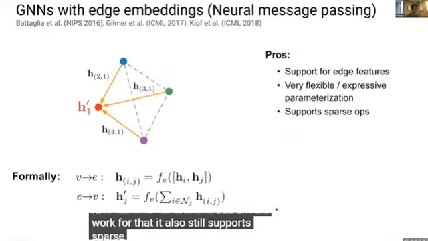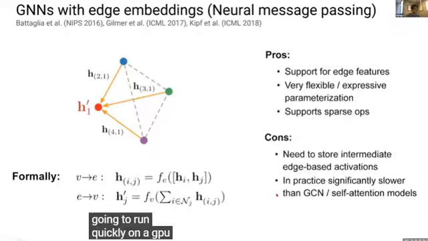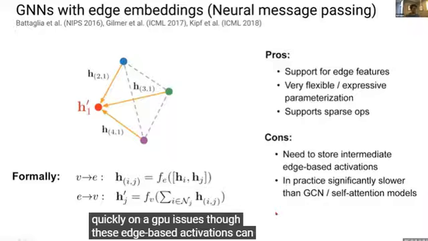It also still supports sparse operations. You can write it in the nice matrix operations we've described previously. It means it's going to run quickly on a GPU. Issues though, these edge-based activations can be huge.